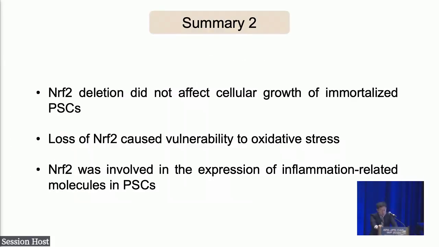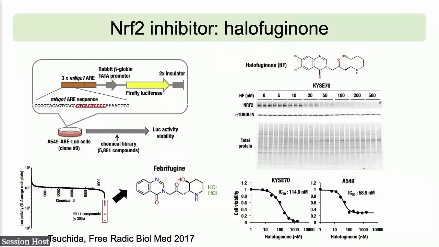So NRF2 deletion did not affect cellular growth of immortalized PSCs, but loss of NRF2 caused vulnerability to oxidative stress. And NRF2 was involved in the expression of inflammation-related molecules in PSCs. Since NRF2 has pivotal roles in various cancers, several inhibitors of NRF2 have been developed. And a recent study established a monitoring cell line for NRF2 activity for high-throughput analysis. And this approach identified the plant alkaloid febrifugine as a candidate NRF2 inhibitor.